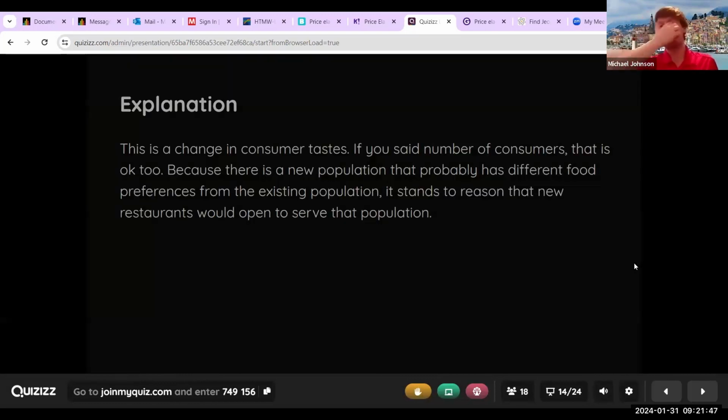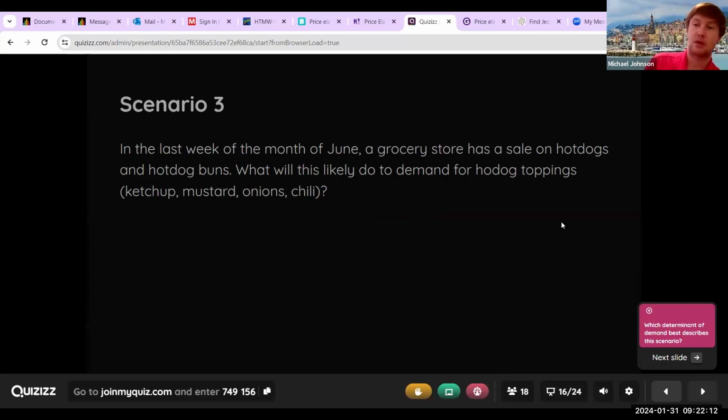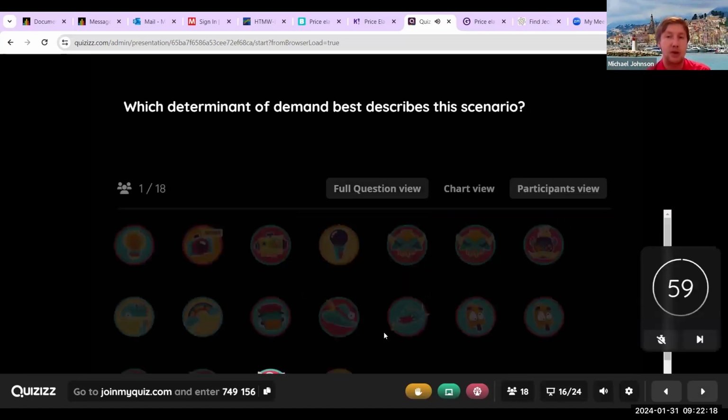Explanation: this is a change in consumer tastes. If you said number of consumers, that is okay too. But there is also a new population that probably has different food preferences than the existing population. It stands to reason that new restaurants would open to serve that population. So in the last week of the month of June, your grocery store has a sale on hot dogs and hot dog buns. What will this likely do to demand for hot dog toppings: ketchup, mustard, onions, chili? So which determinant of demand best describes this scenario?